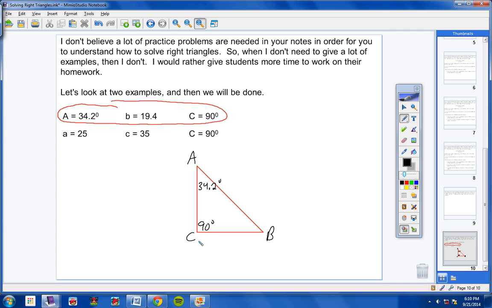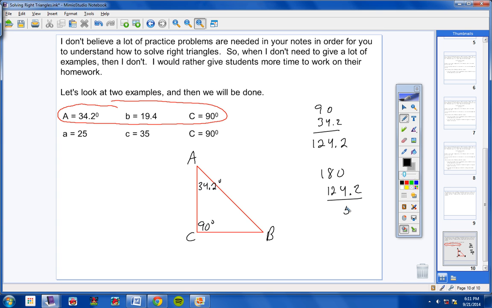All right, now, like I mentioned before, if you know two angles, find the third angle very quickly. So 90 plus 34.2 would be 124.2. All right, now let's take that and subtract it from 180.